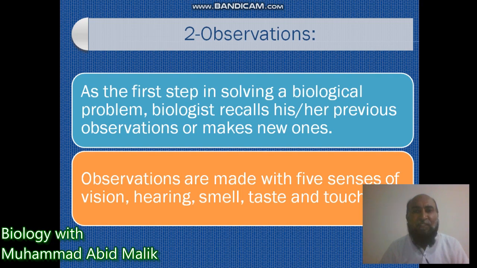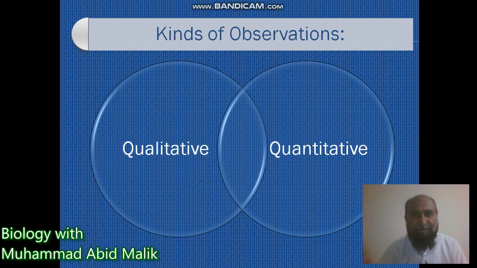Secondly, the first step to eliminate the biological problem is observation. As the first step in solving a biological problem, the biologist recalls her previous observations or makes new ones. Observations are made with the 5 senses of vision, hearing, smell, taste and touch. These are the 5 senses which give observations to a biologist.